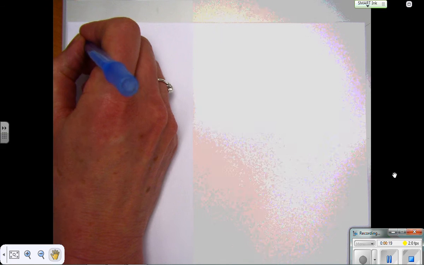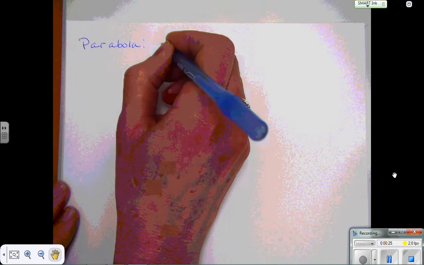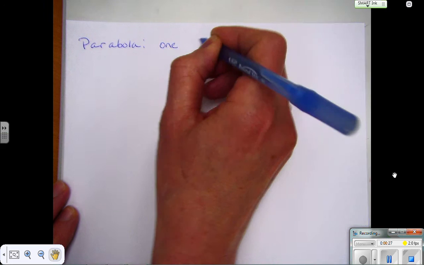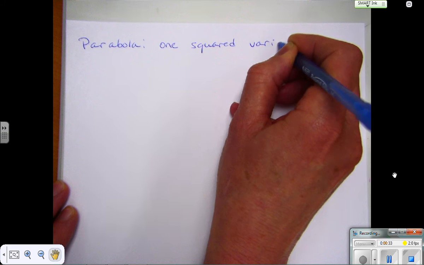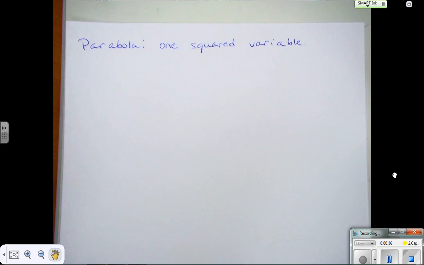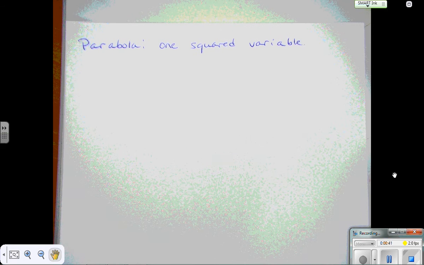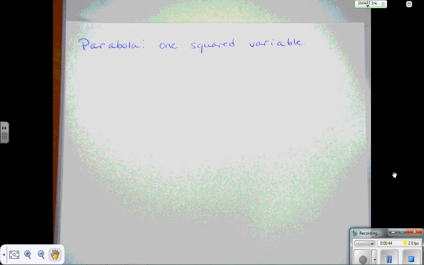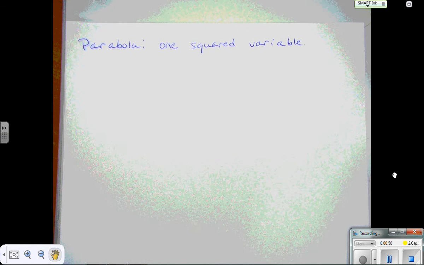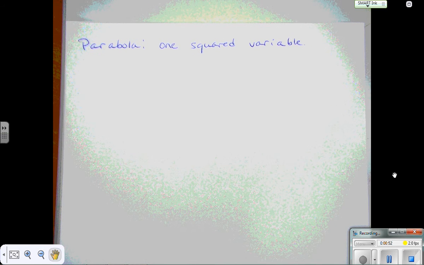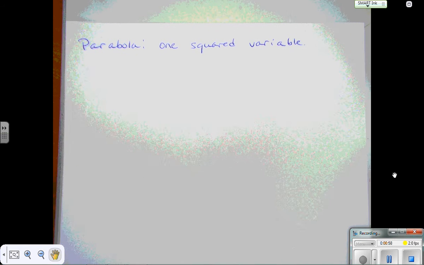Okay, so for a parabola, it is only going to have one squared variable, where all the other ones are going to have two squared variables. So for example, on your sheet, number 3 is going to be a parabola because the x is the only variable that's squared. Okay, can you guys see any other parabolas? Number 9. And 6. That's right. Those are the other two.